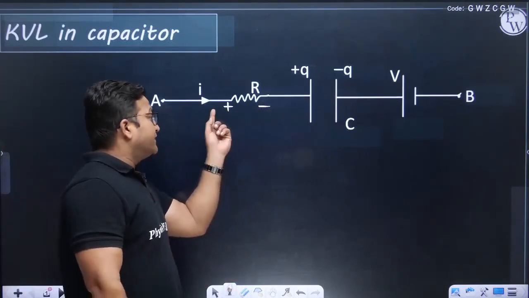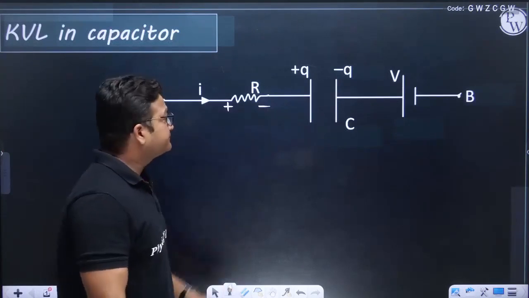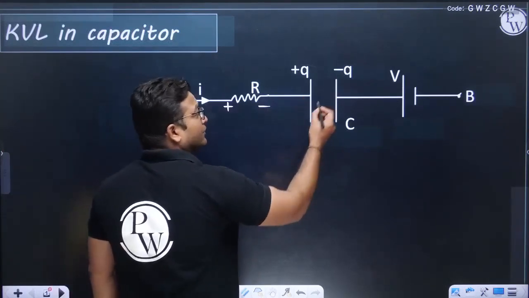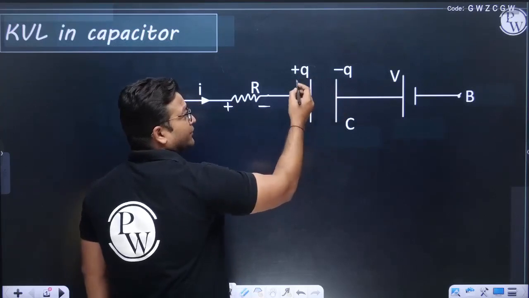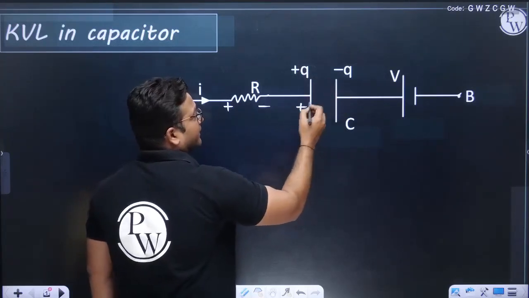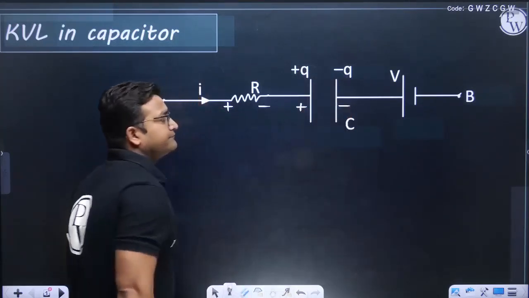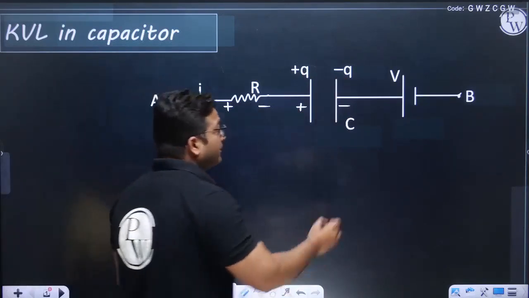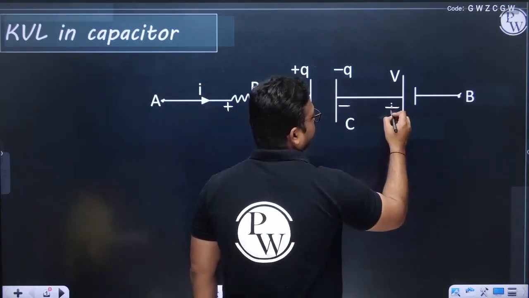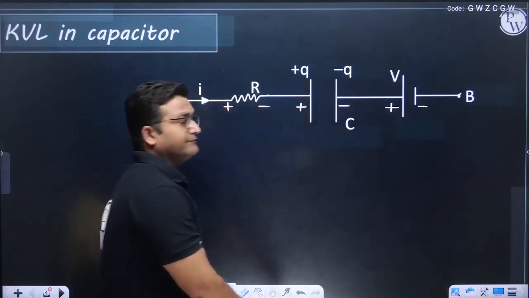Okay, because potential is decreasing in the direction of current. In capacitors, you are already given charges. So the positive charge plate is positive and the negative charge plate is negative. And in a battery, always the bigger line is positive and the smaller line is negative.